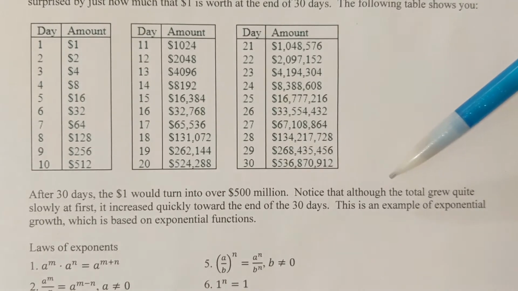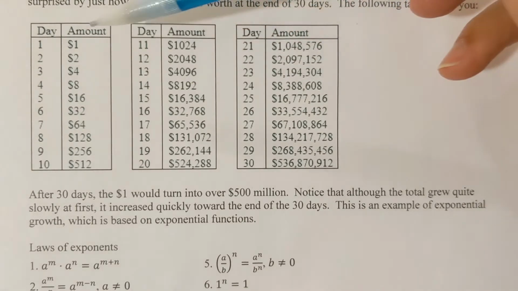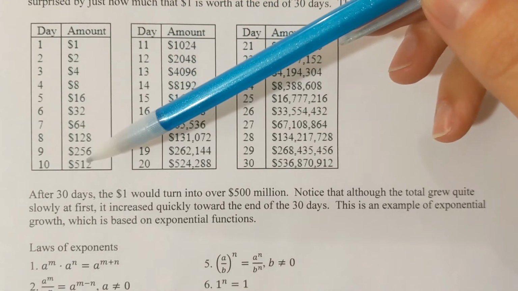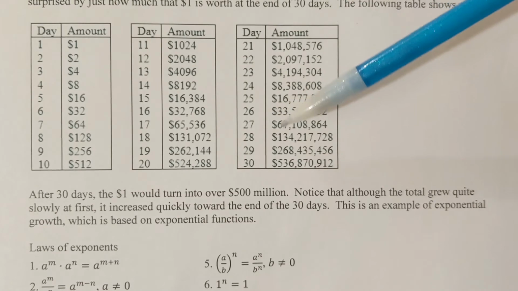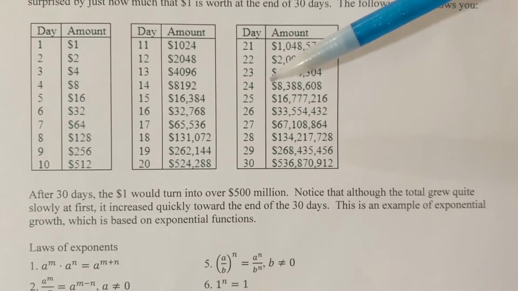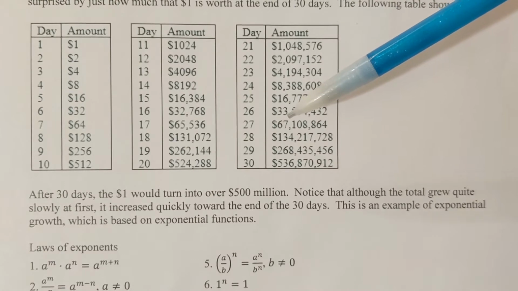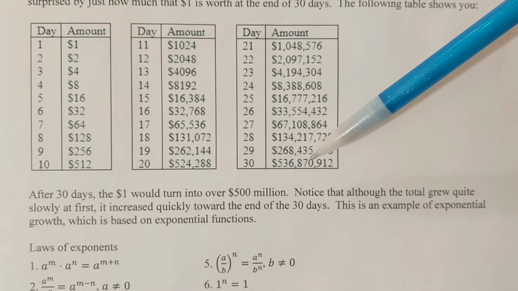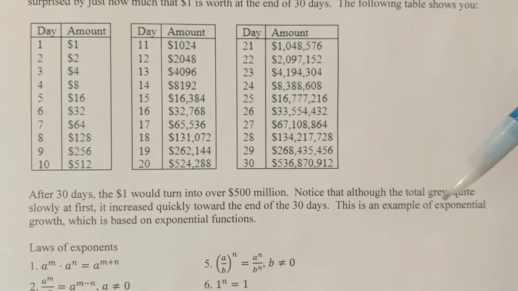Notice that the total grew pretty slowly at first there, and very quickly towards the end of the 30 days. Okay, so obviously somebody would want to choose method 1 rather than just choosing $1 million. This is an example of exponential growth, which is based on exponential functions.